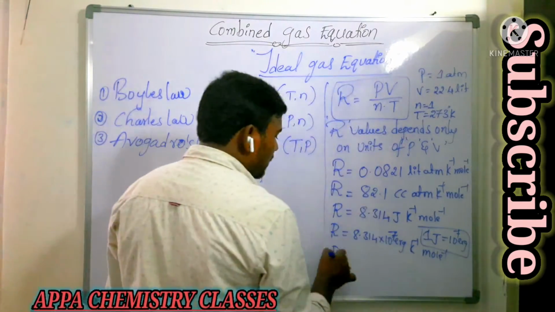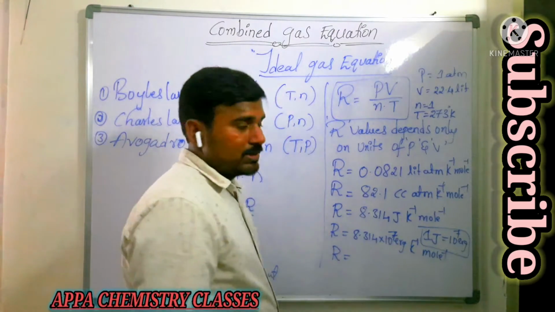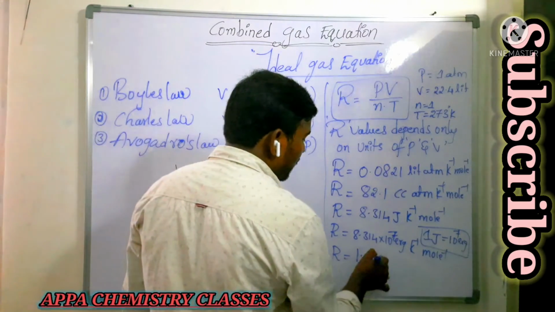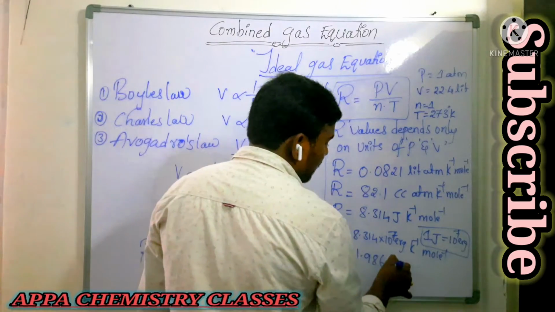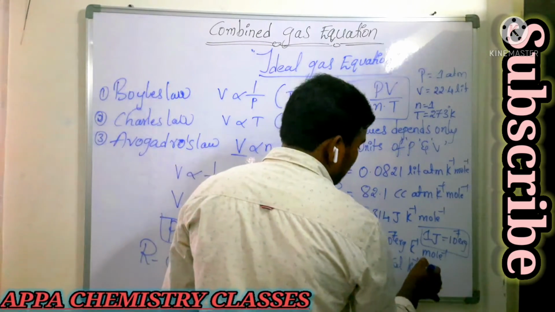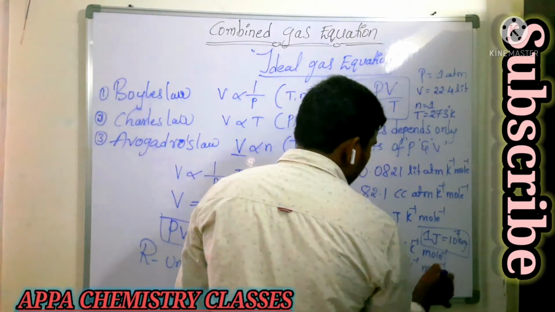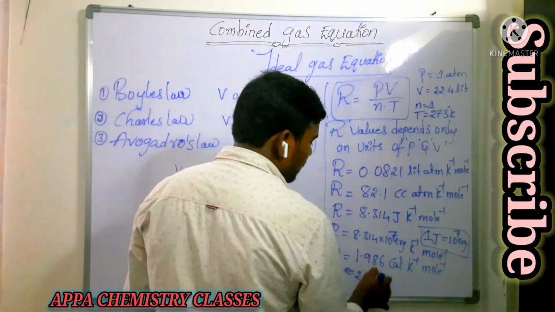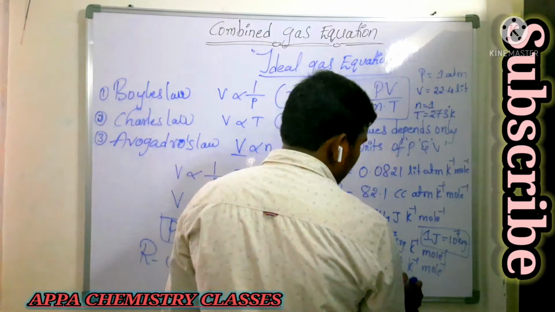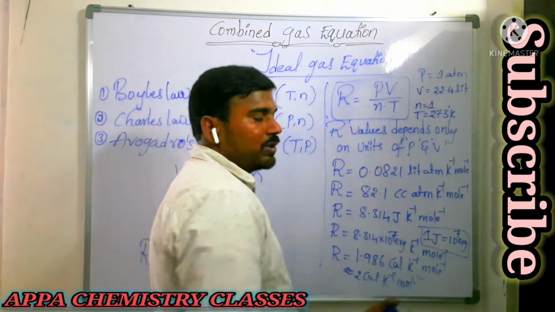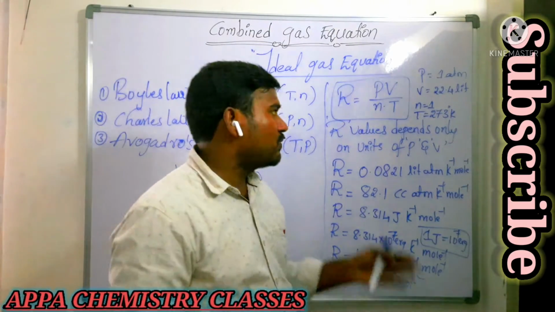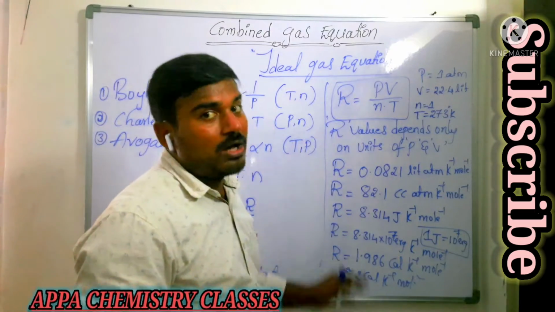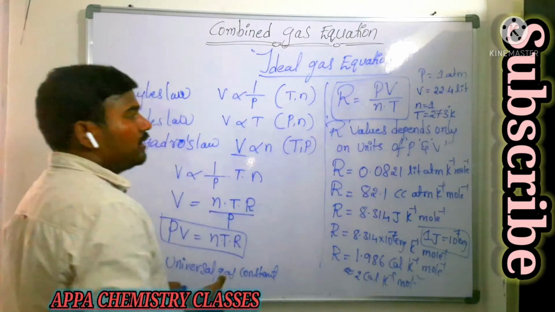You can also take the R value in terms of calories, that is 1.986 calorie per Kelvin per mole. In the calculation part we take it as a round figure of 2 calorie per Kelvin per mole. It is nearly 2, so for that reason we are taking 2. So those are the different R values for the combined gas equation.